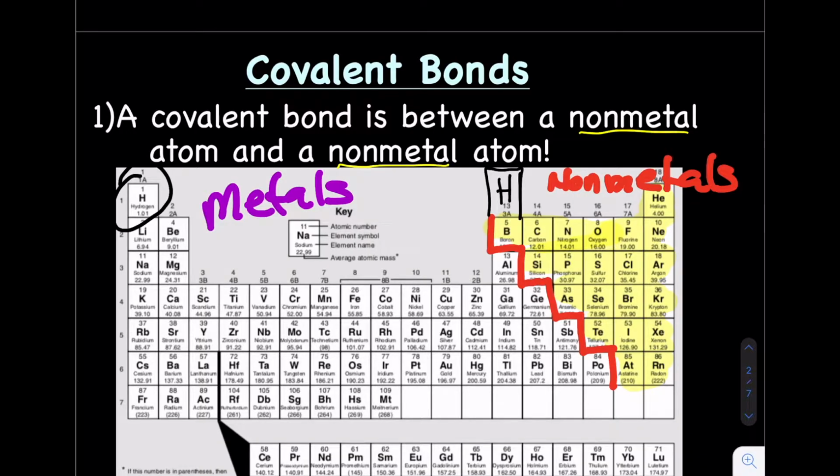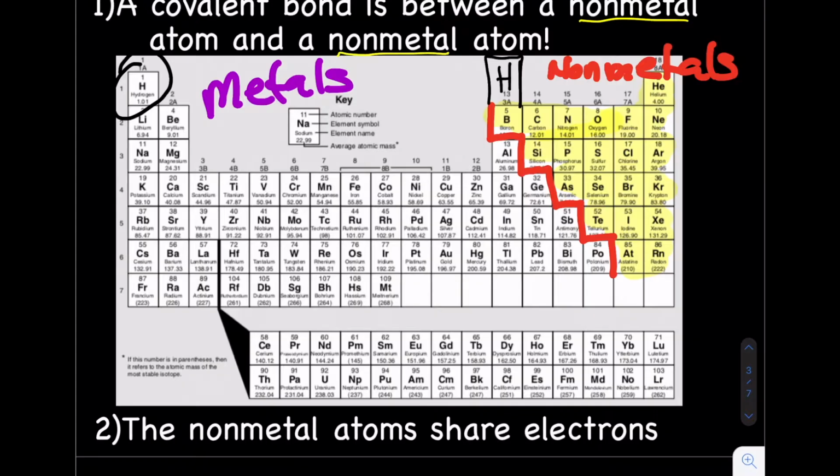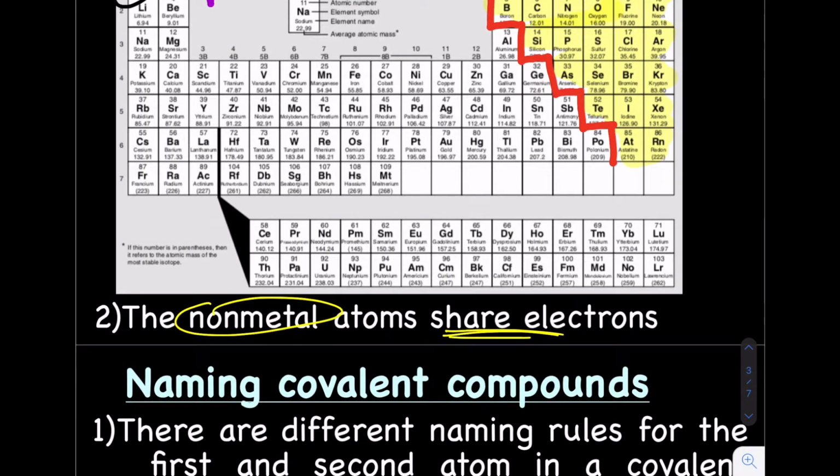Alrighty, let's name some covalent compounds. Oh, boy, I'm really off here. In a covalent bond, the nonmetal atoms share electrons. And that's going to become more important as we get into Lewis dot structure over the next couple of days. All right, now let's work on naming.